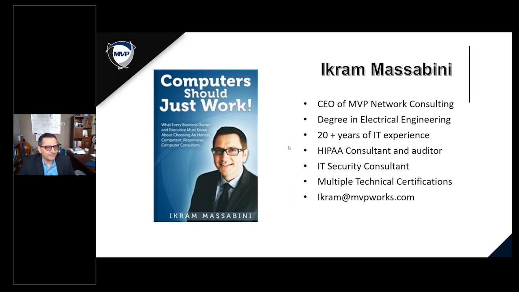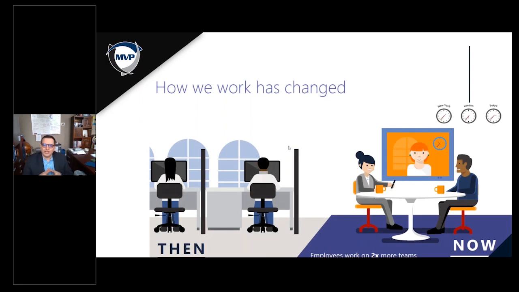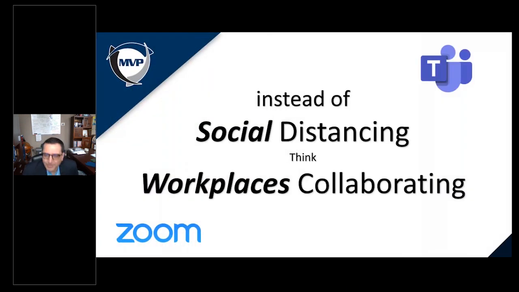So let's get started. We want to talk about how the way we work has changed. Back then, not too long ago, people were more in cubes, working one-on-one with their machine on specific tasks. Nowadays, people are more collaborating. Employees work in two or more teams, whether they're part of the sales team or a specific team that got created for a specific project or whatever it may be. Employees are working in more teams, and they want to work more collaboratively, and they want to make their life a little easier by being able to be involved in everything that's happening that they are responsible for. So instead of social distancing, I would like you to think about workplace collaborating.